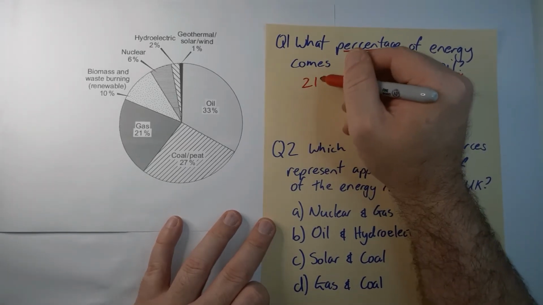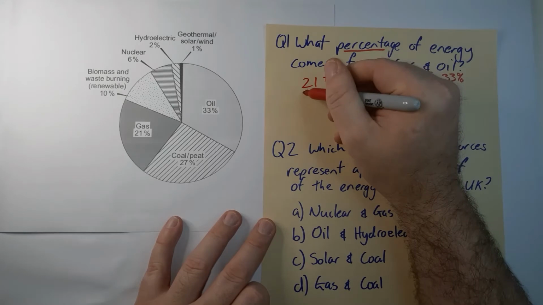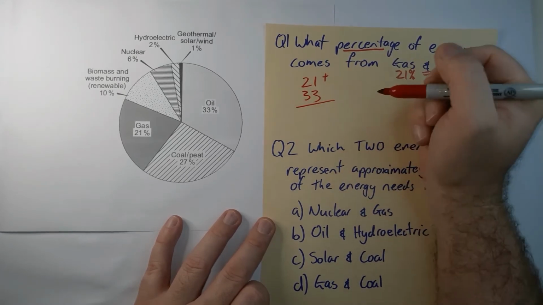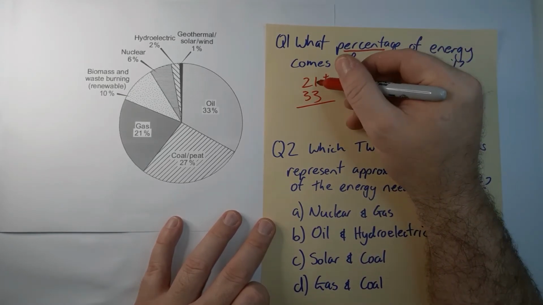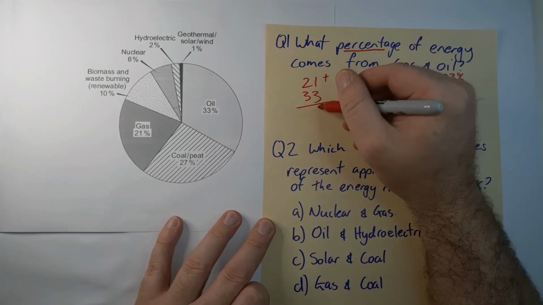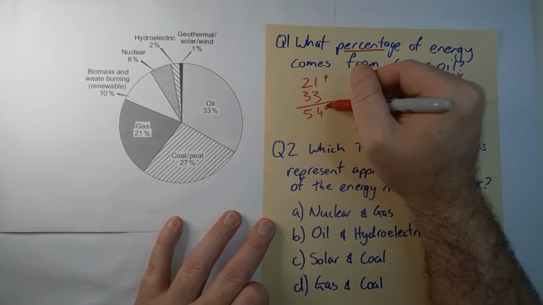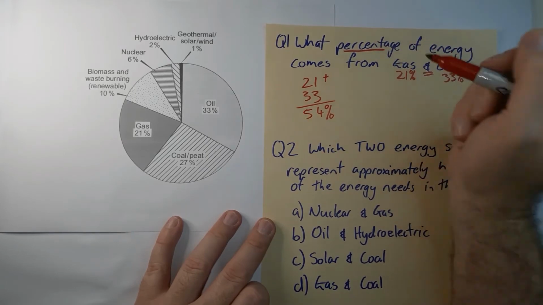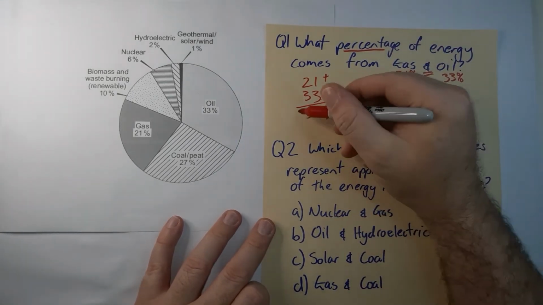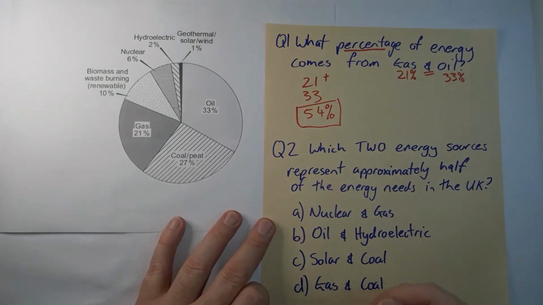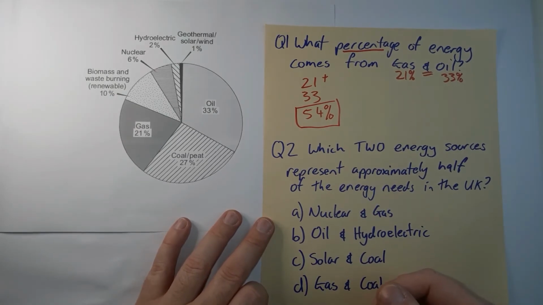So 21 plus 33, nice and simple. Probably don't even need a calculator. 1 plus 3 is 4, and 2 plus 3 is 5. And we want to express that as a percentage, as it says in the question. So the answer that I would give for question 1 would be 54%.